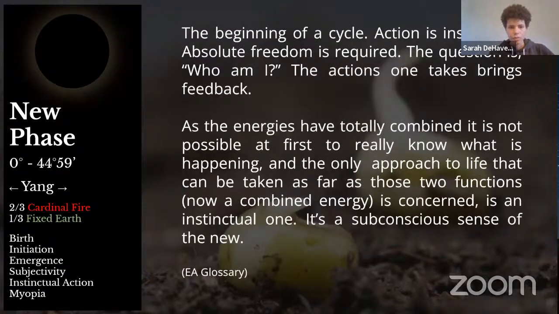Then we have the EA glossary, that's the evolutionary astrology glossary. That's expert number two here, and then we also have Mark Jones weighing in on all of the phases as well. So the EA glossary says this of the new phase: the beginning of a cycle. Action is instinctual. Absolute freedom is required. The question is, who am I? The actions one takes bring feedback, and oh boy, can it at the new phase.